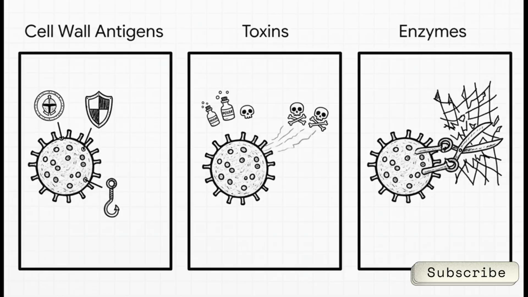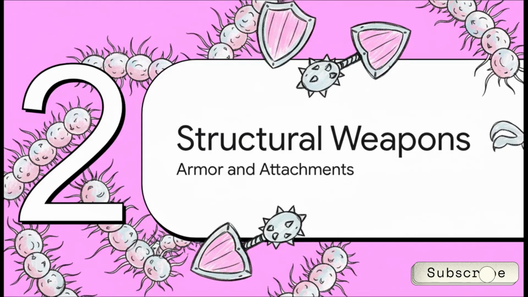Think of GAS virulence factors in three main buckets. First, you've got the cell wall antigens. These are like the bacterium's armor and its grappling hooks. Second, the toxins. These are its secreted poisons. And third, the enzymes. These are the break-in tools it uses to spread through the body. Let's kick things off with that first category.